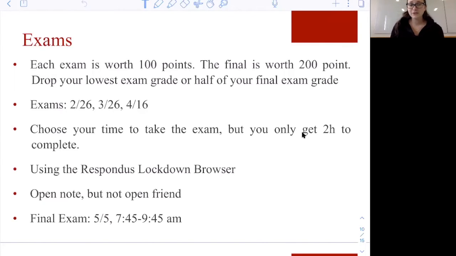However you choose. We're going to use the Respondus Lockdown browser. So you'll see information on that on our Canvas page. And then lastly, our exams are going to be open note. However, they will not be open friend. So you may have your notes in front of you, but please do not ask your friends or anybody else for help during those exams. And then lastly, we are the lucky crew that gets to have our final exam on Wednesday the 5th at 7:45 in the morning. So that final exam will have a specific time block to take it. You will not get the entire day to take the final exam.